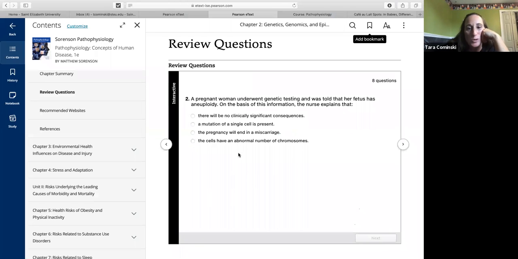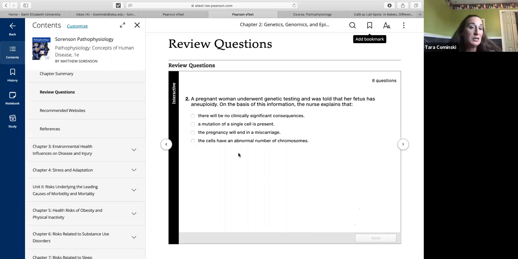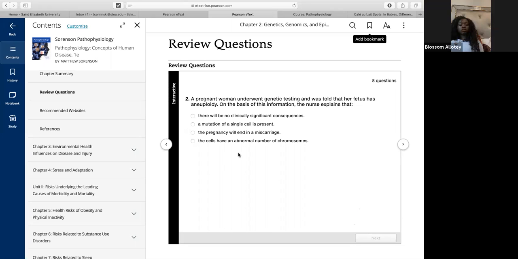A pregnant woman underwent genetic testing and was told that her fetus has aneuploidy. On the basis of this information, the nurse explains what? What does that mean, aneuploidy? Isn't it like a loss or gain of an allele or something? Well, is it allele or what? But you're right, it's a change in number. Of what?